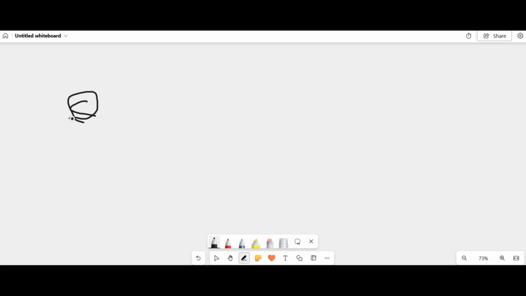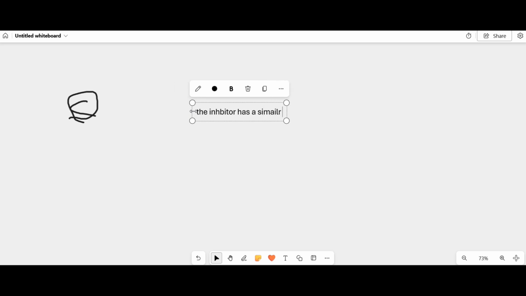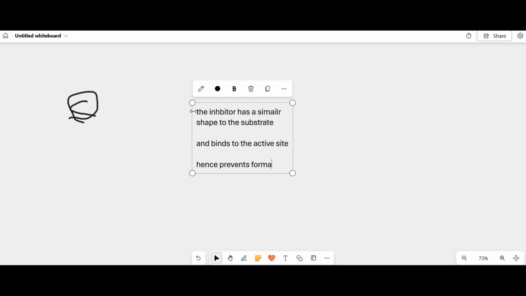C. A competitive inhibitor decreases the rate of an enzyme-controlled reaction. So explain how. The competitive inhibitor takes the active site, and therefore nothing else can bind to it. So you need to talk about that, and use a certain type of language. So say the inhibitor has a similar shape to the substrate. That makes it complementary, and it binds to the active site. Hence it prevents formation of enzyme-substrate complexes.